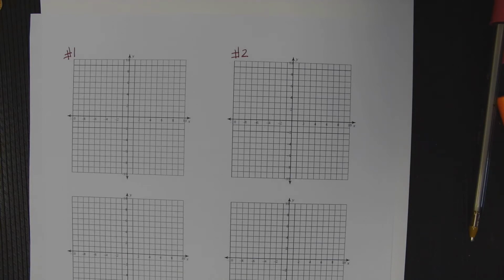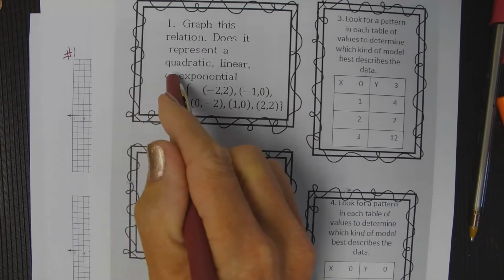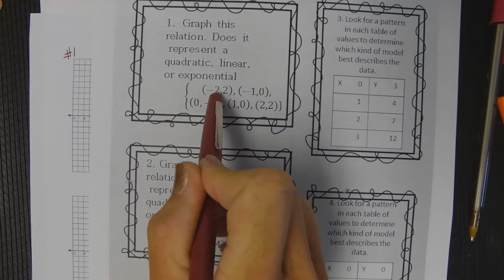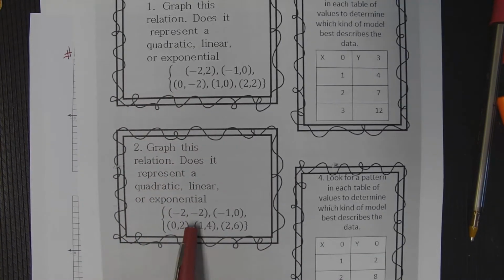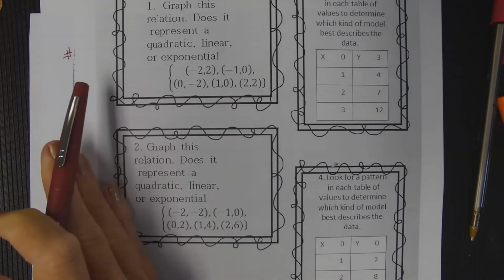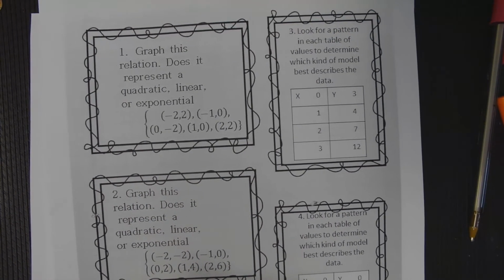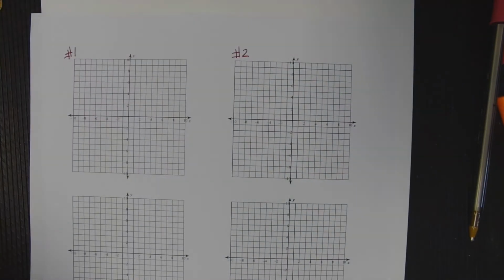Okay, you have on this paper, here, I want you to look at numbers 1 and 2. I want you to plot these points for number 1, and then plot these points for number 2, and I want you to look and see what we're dealing with, okay? It will either be quadratic, linear, or exponential. Okay, so do that now.